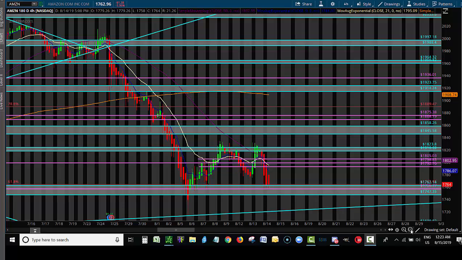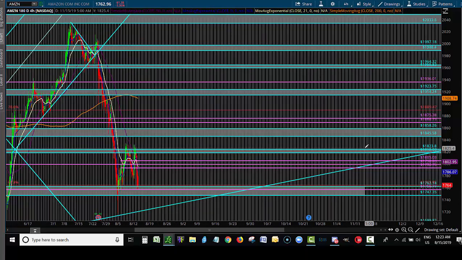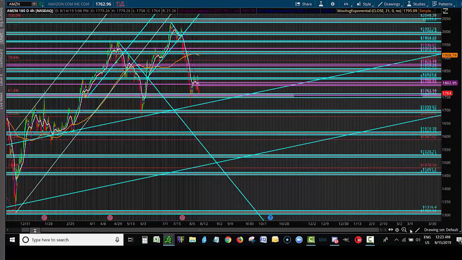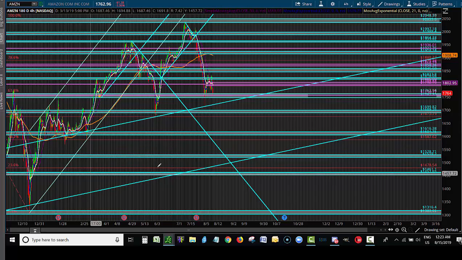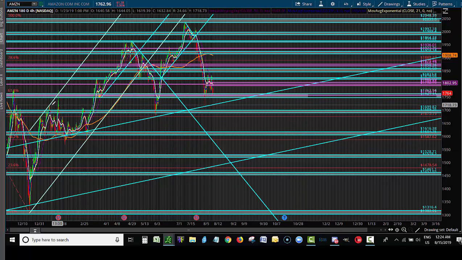If we zoom out a little bit more, you can see the structure here. This is the channel here. Now this channel goes back to 2016, maybe even earlier than that. But the last time that we pierced the channel, we went all the way to the bottom. Pierced it with volume. We went in, we pulled back, tested the top, then we rolled down to the bottom, pierced, and pulled back through.